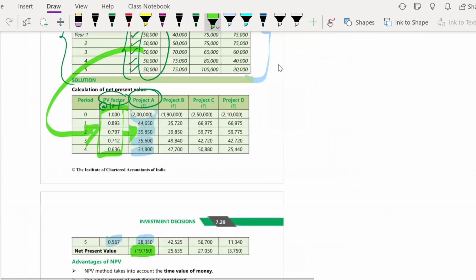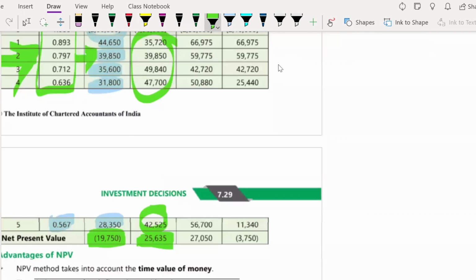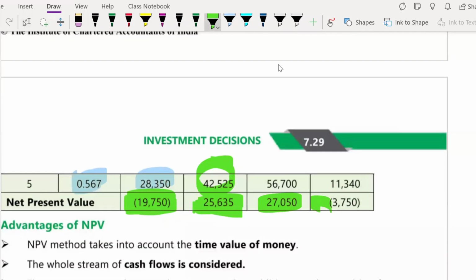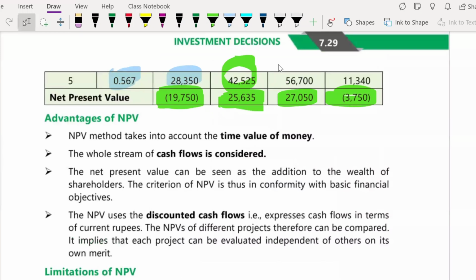The same you have to do for everything. For project B, all the cash inflows, you have to discount at 10%, find out the discounted cash inflows, and then find out the NPV. Once you do the same for all 4 projects and have found out all the NPVs, you will see which one is the best. Here the best NPV is 27,000. So project C is the project that you have to select.